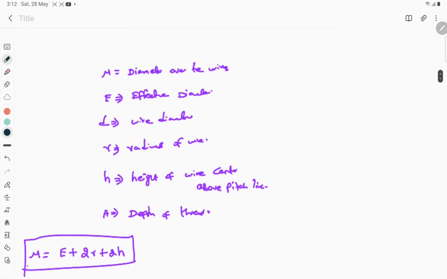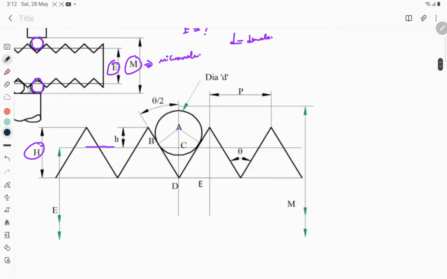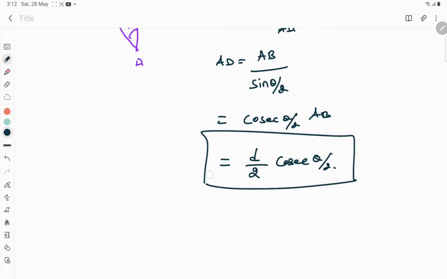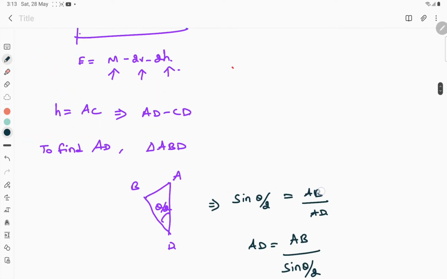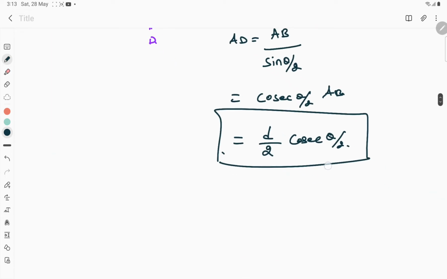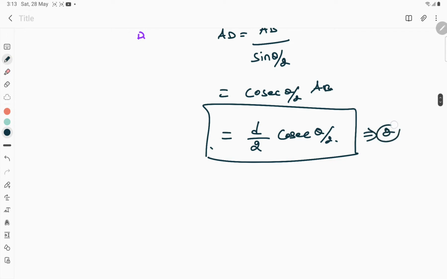From the diagram you can see what AB is. AB is nothing but the radius of the wire, or diameter by 2. So I am writing AB as d by 2 cosecant theta by 2. Now we found the relation for AD. Let us assume this is equation 1, this is equation 2.